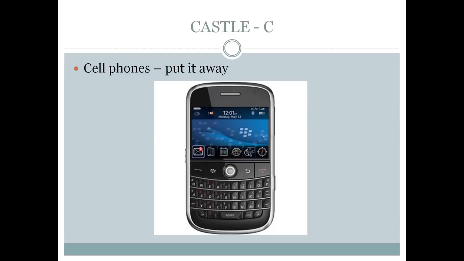So the first thing I want you to do is put away your cell phones. If your cell phone is out on your desk or beside you, you're going to get distracted. And if you're distracted, you're probably not going to take good notes.